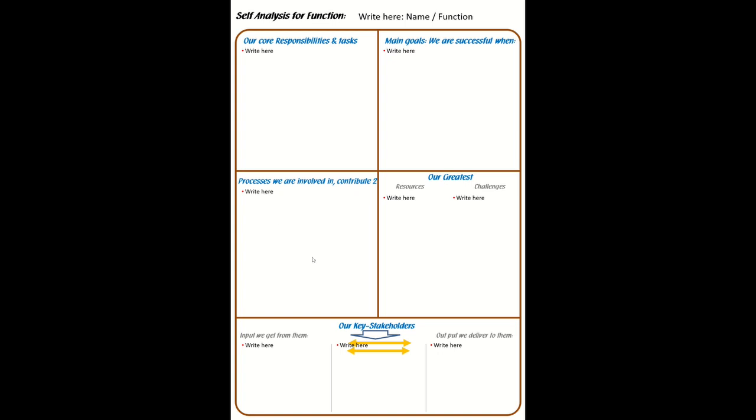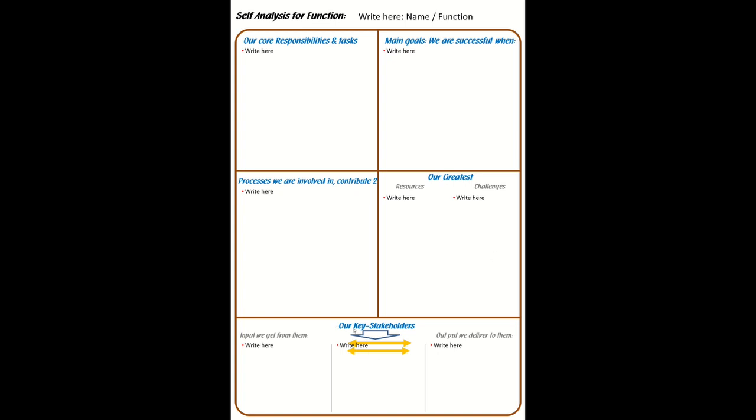That's important. The third field is processes we are involved in, processes we contribute to. So wherever you are involved, you write it there. Basically all kinds of processes where you contribute. The next field is our greatest resources. What is it that we can build on? What are things that we can use as resources? You write them here. And on the other side, you have the greatest challenges: what is causing the greatest difficulties in your function.